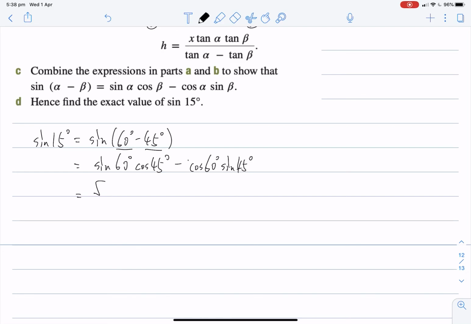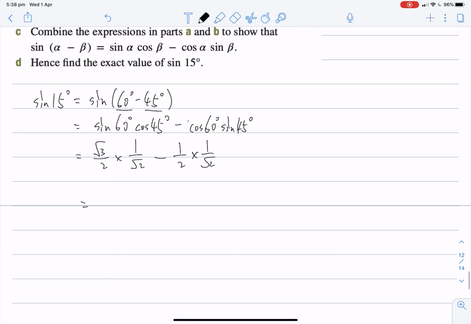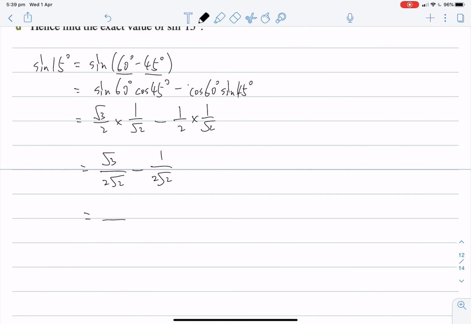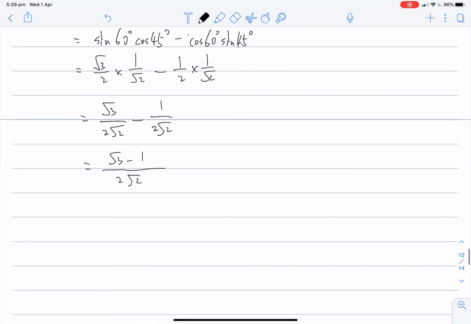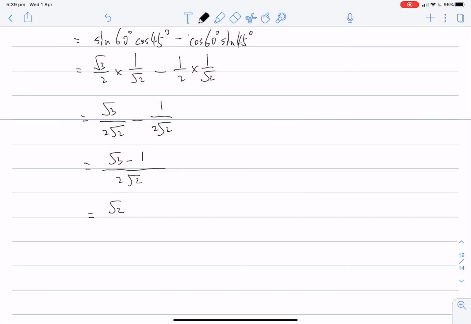So for me, apparently I remember, yeah, so cos 60 is a half times 1 over square root of 2. So that is easy to work out. We get square root of 3 over 2 square root of 2 minus 1 over 2 square root of 2. So you've got square root of 3 minus 1 over 2 square root of 2. And then you multiply to get square root of 2 times square root of 3 minus 1 over 4.